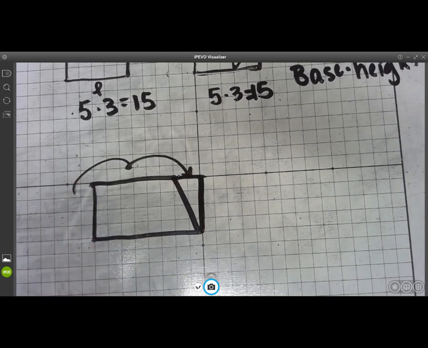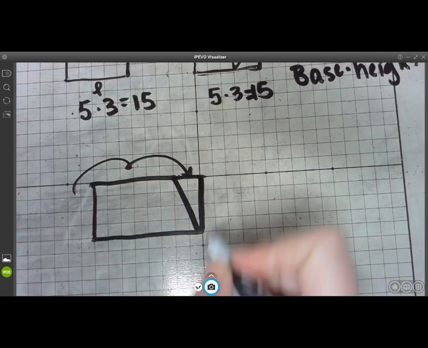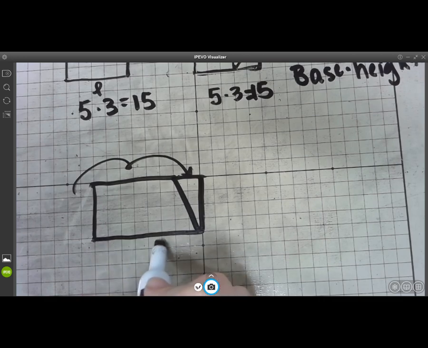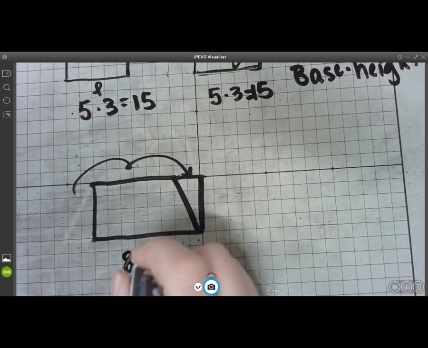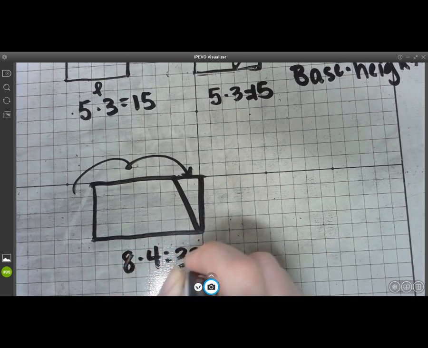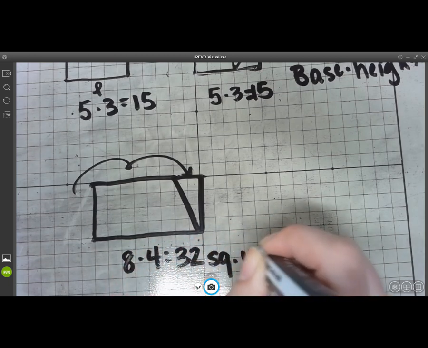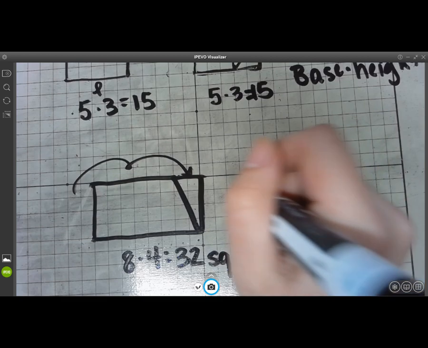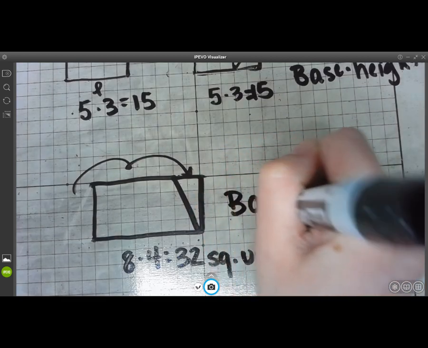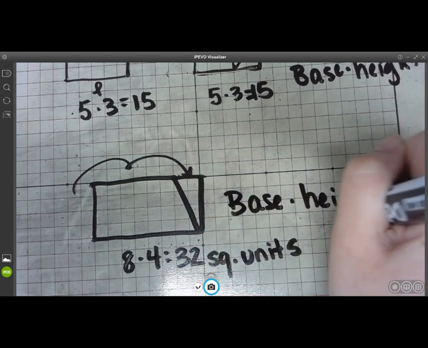Now I've got a regular old rectangle. How do I find the area of a rectangle? I do base or length times width. 1, 2, 3, 4, 5, 6, 7, 8 times 1, 2, 3, 4. So we get 34 square units. So for a trapezoid, we would also do base times height.